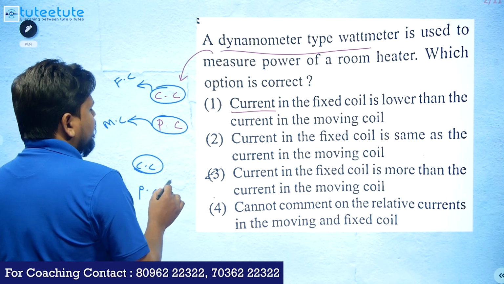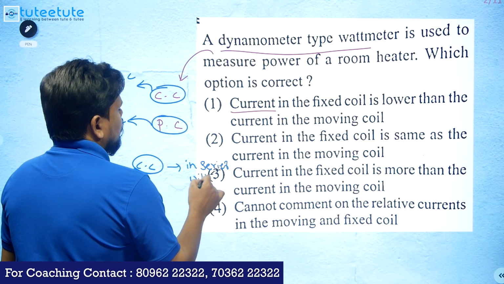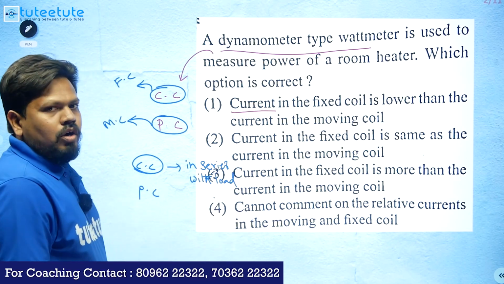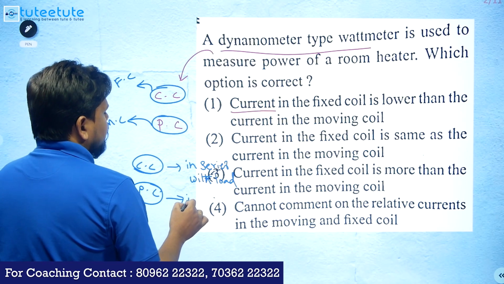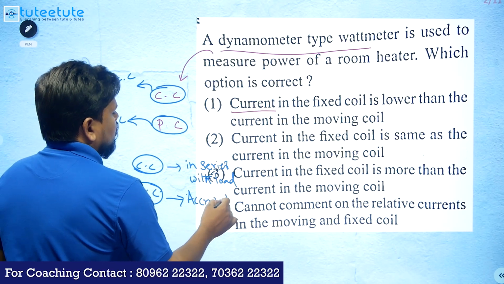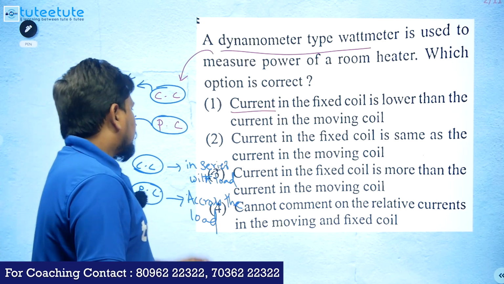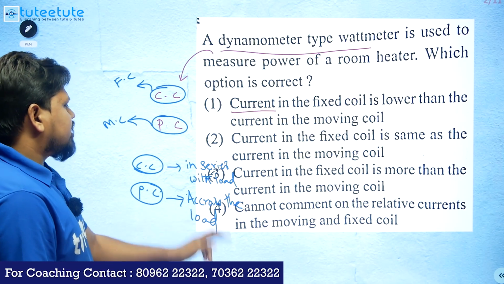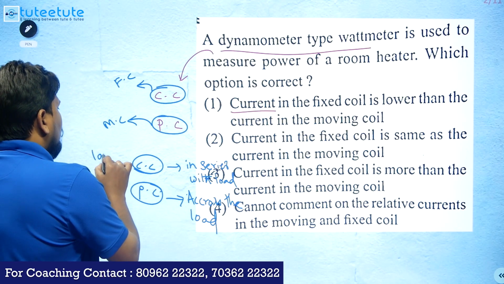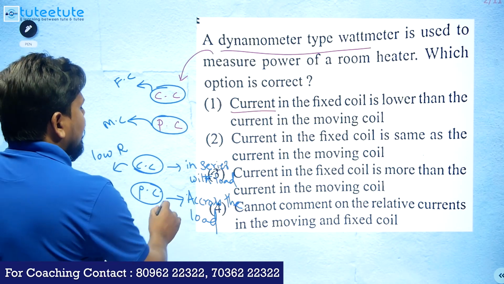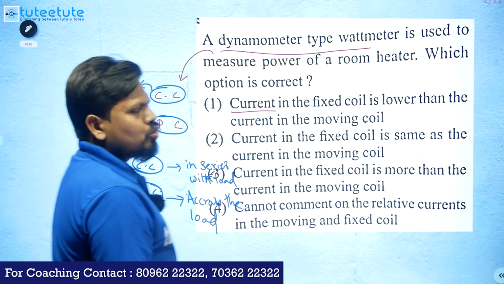So generally the current coil or fixed coil is connected in series with the load. The potential coil, otherwise the moving coil, will be connected across the load. So these are the two connections of the coils. The current coil is connected in series with the load, the potential coil is connected across the load. Whatever we are connecting in series with the load should have low resistance. Whatever we are connecting across the load should have high resistance. So these are the two points we need to note down.